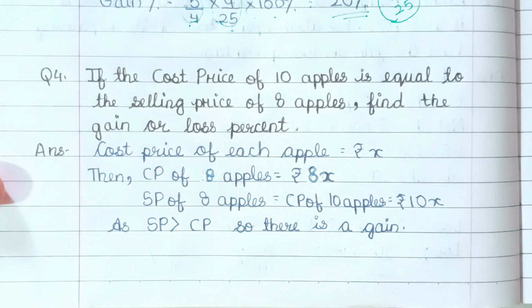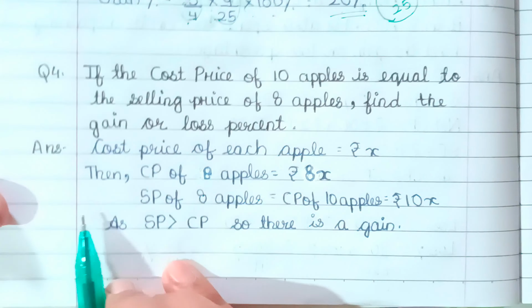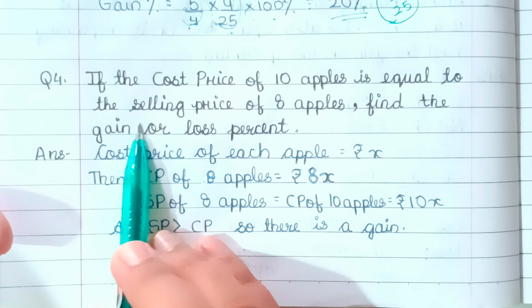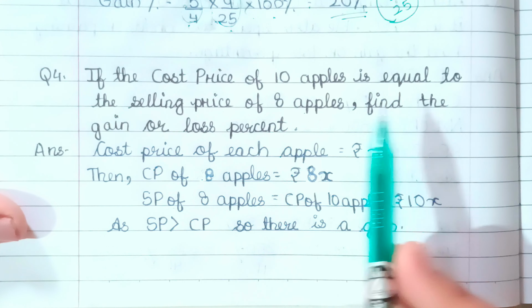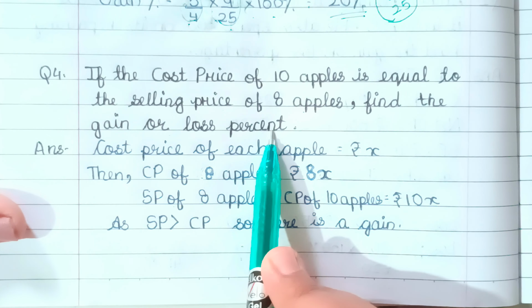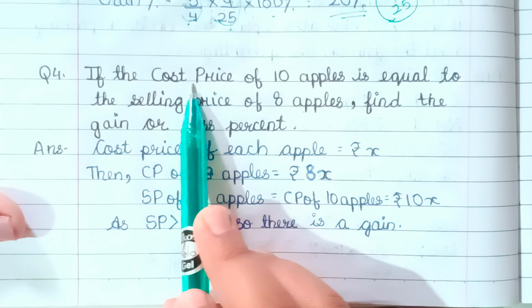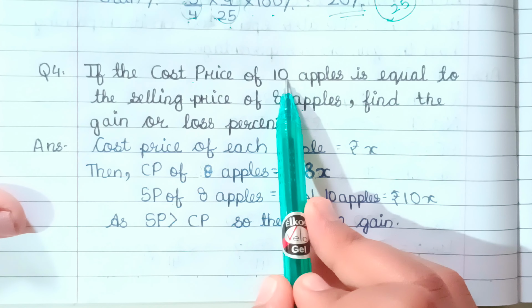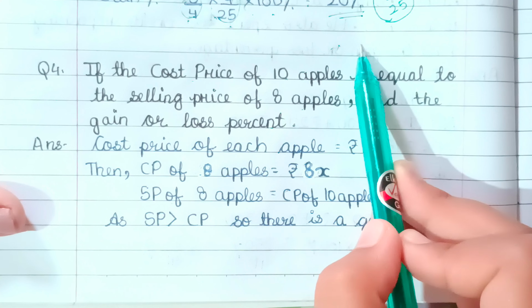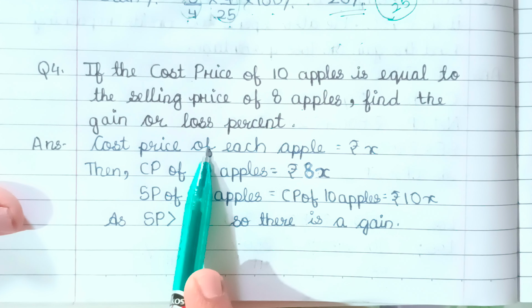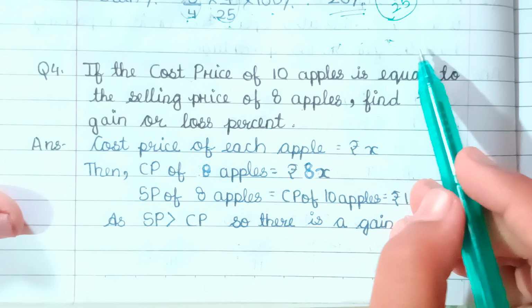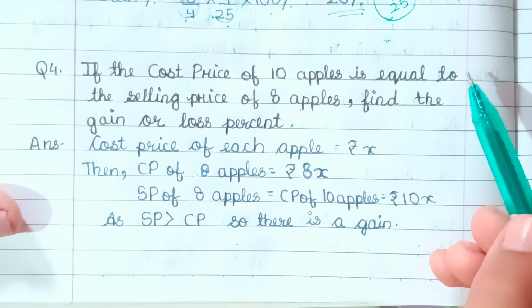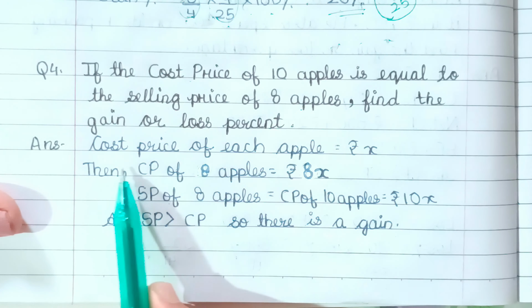The fourth question is a bit tricky. Question number 4 is, if the cost price of 10 apples is equal to the selling price of 8 apples, then find the gain or loss percent. It means a person is buying 10 apples at a cost of X and the person is selling 8 apples at the cost of X. That means he's gaining something. Let's see what and how.